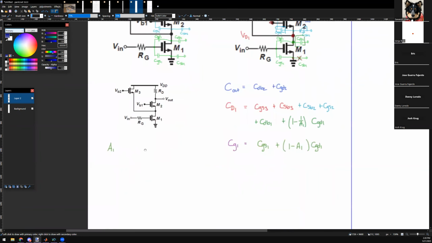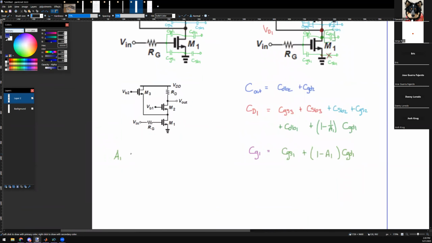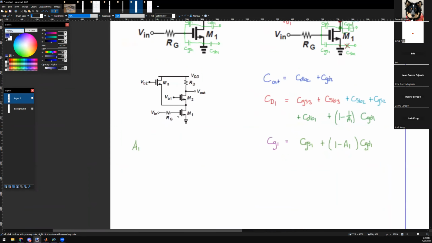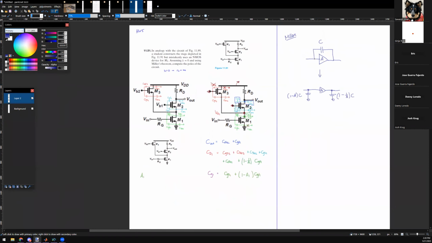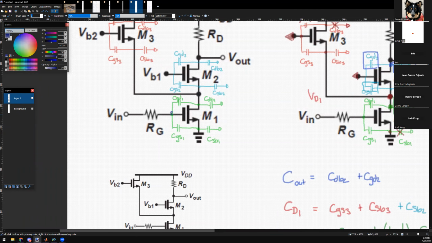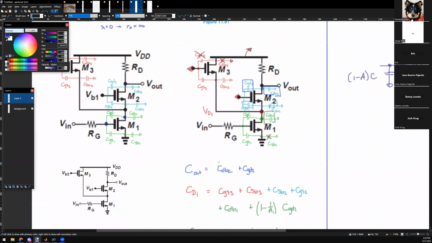Okay. So for A1, we've got to find what A1 is, and notice that A is defined to be the gain between the two terminals of the capacitor. So look at the two terminals of the capacitor, it's here and here. So the gain is only from here to here. Not from here to V out. It's not from V in to here. It's strictly from this node to this node, which are the two nodes across the capacitor. That's the definition of A1.